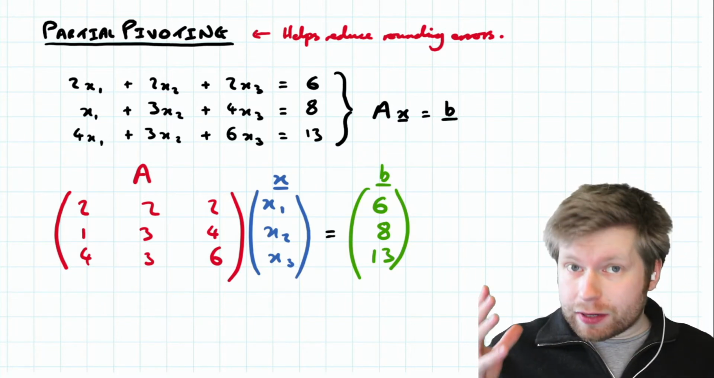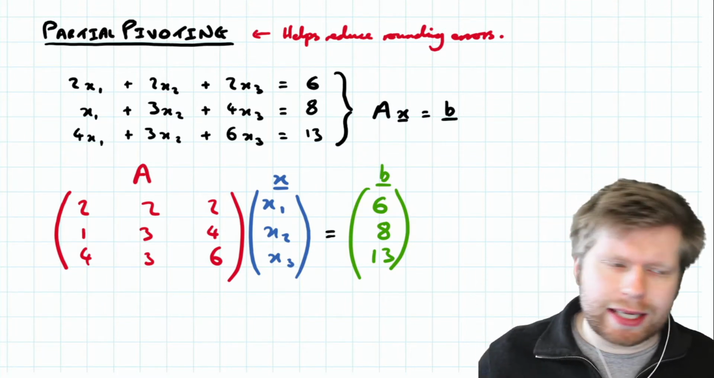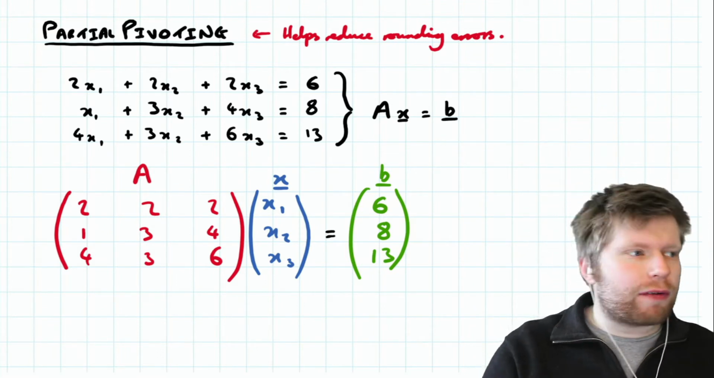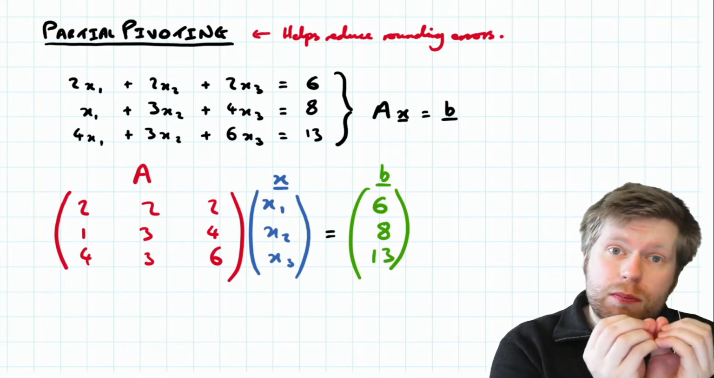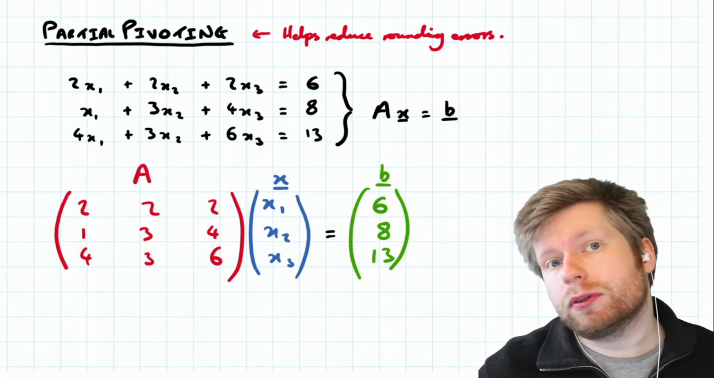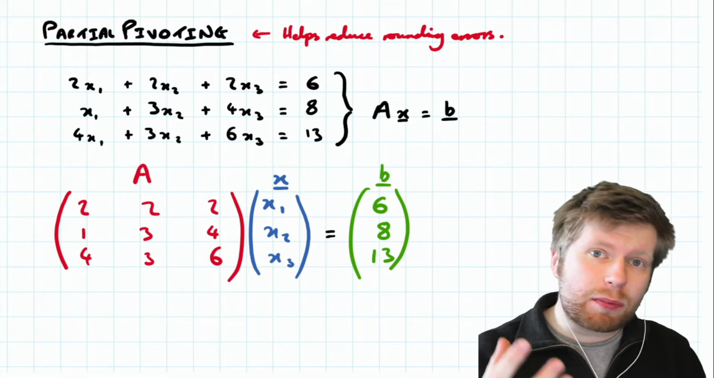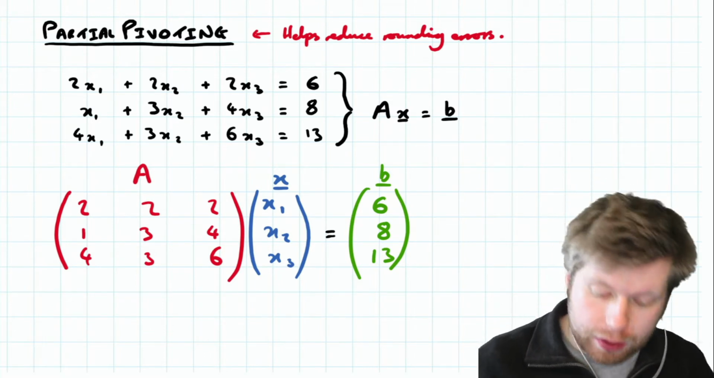Now partial pivoting is a very simple idea, but it helps to reduce rounding errors because it reduces the chance of you having to add or subtract either really small numbers or really big numbers, okay? And we're going to look at an example of partial pivoting with exactly the same system of linear equations that we have just done, okay?